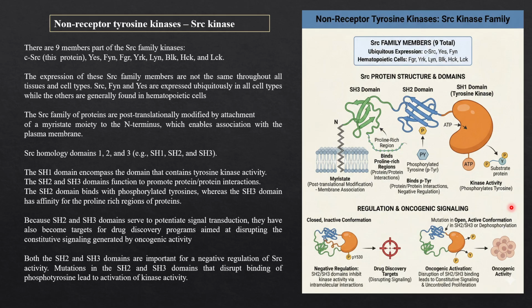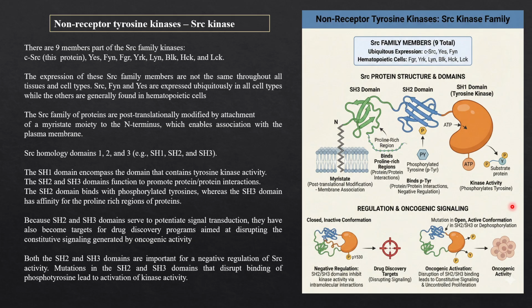This slide explains the structure, function, and oncogenic role of the SRC family, non-receptor tyrosine kinase. The SRC family consists of 9 members, including CSRC, YES, FYN, FGR, YRK, LYN, BLK, HCK, and LCK. These proteins are not uniformly expressed across all tissues. Rather, SRC, YES, and FYN are found in most cell types, whereas other members are predominantly expressed in the hematopoietic cells, indicating their specialized roles in immune and blood cell signaling.